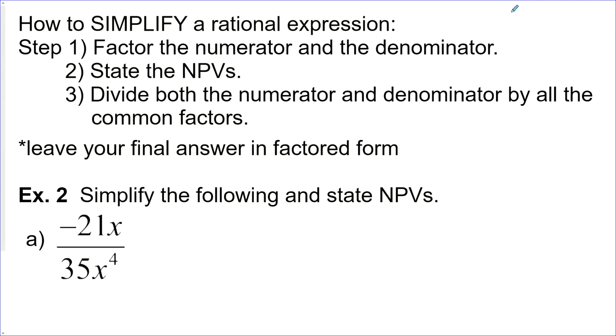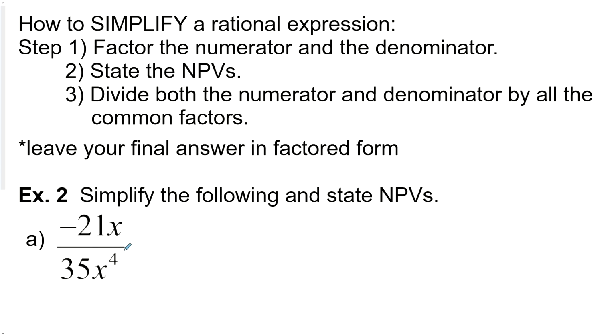When we're simplifying rational expressions, we want to factor the numerator and the denominator. Then we can tell what common factors exist. We want to state the non-permissible values before we cancel any of the information out. We want to divide the numerator and the denominator by all the common factors. And last, leave your answer in factored form. You don't want to make a mistake multiplying it back in, and probably if we go on to do more math, we'll want it in factored form anyways.